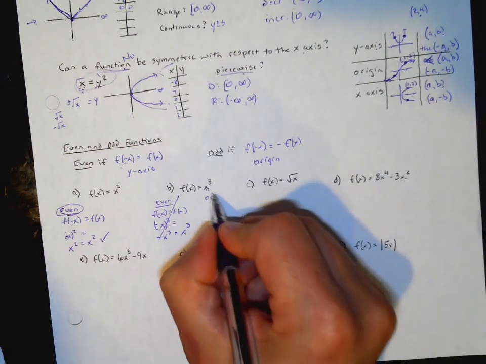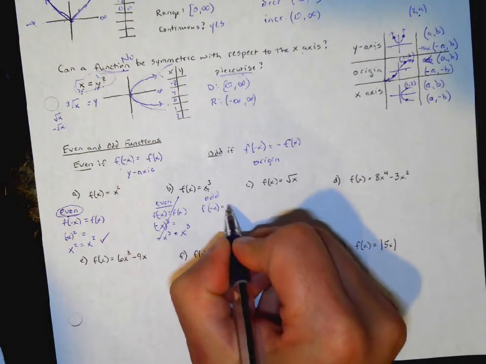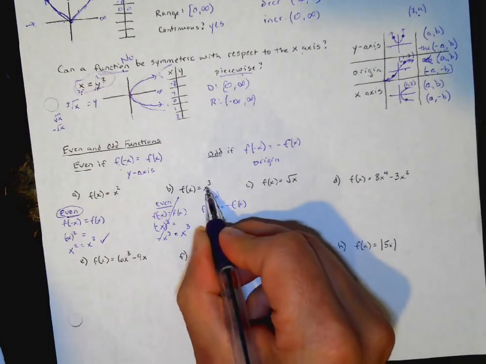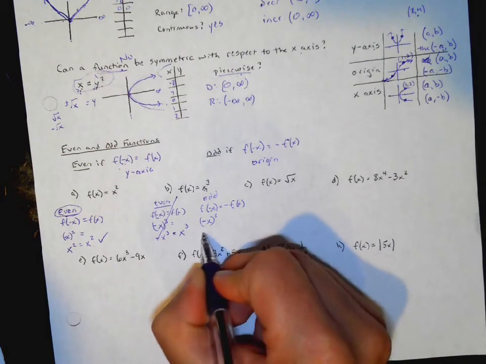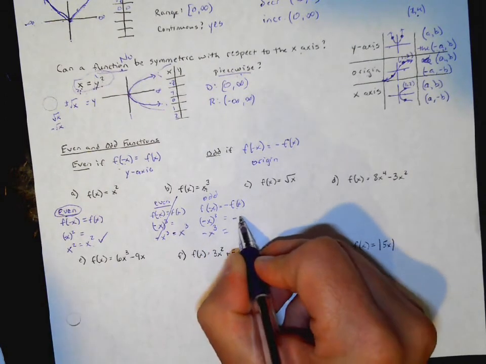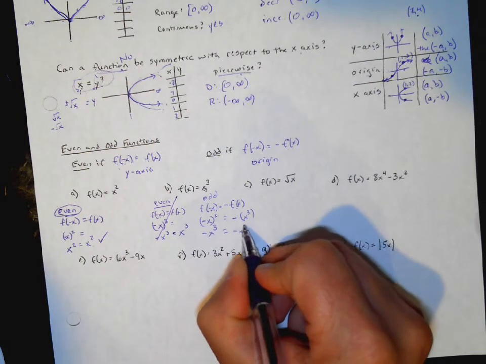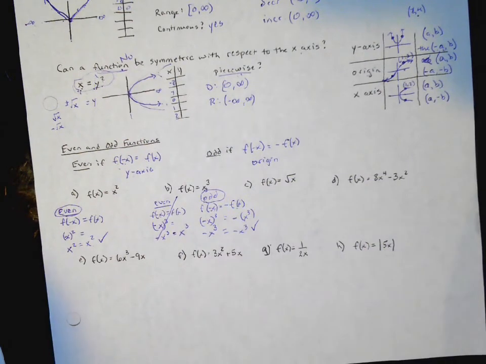Let's check for odd. F of negative x equals negative f of x. Let's see if that works. So plug that negative in here. I have negative x to the third. We talked about that over here being negative x to the third. And then here, the negative of this function is negative x to the third. So yes, it is an odd function.